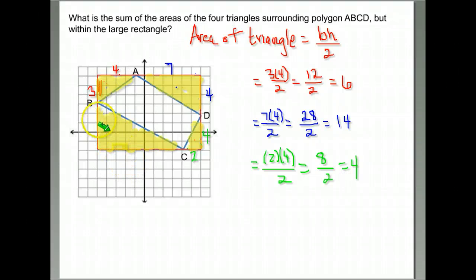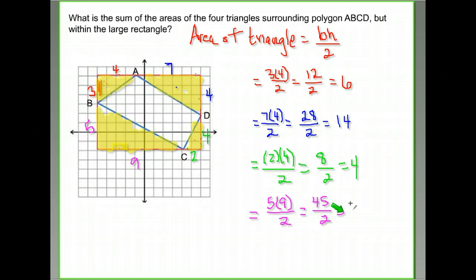Here's our last one. Find the length of each side. So 1, 2, 3, 4, 5 squares here, and 1, 2, 3, 4, 5, 6, 7, 8, 9 squares here for that triangle. Now let's find the area with that base and height. 5 times 9, the base times the height, divided by 2. 5 times 9 is 45, then 45 divided by 2 is 22.5. Whew! That seems like a lot of work. Simple equations, but a lot of work.